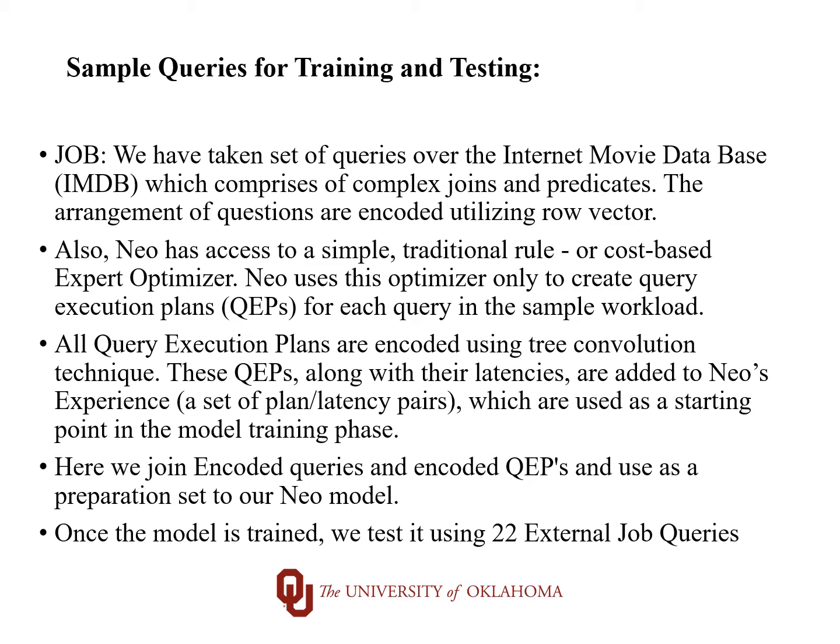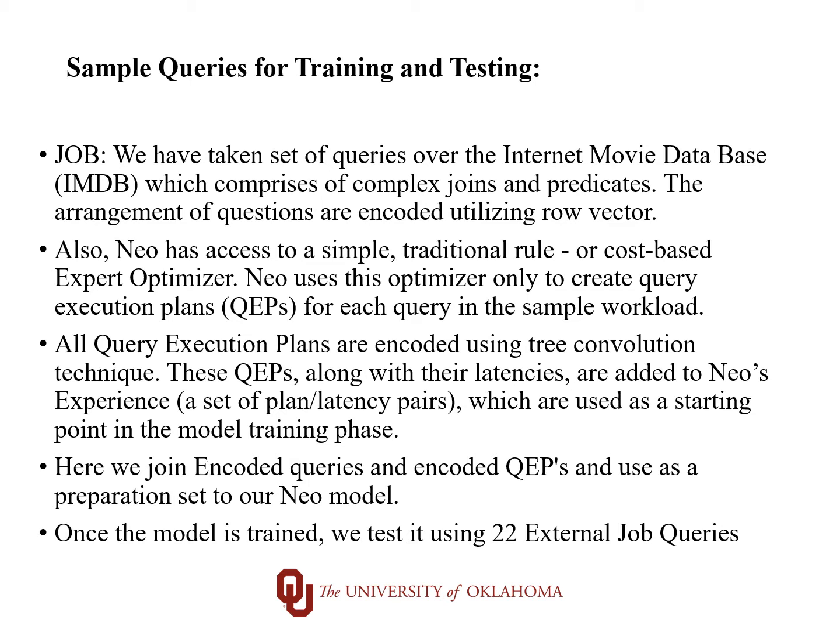Also, Neo has access to a PostgreSQL optimizer through which we are generating our query execution plans for each query in the sample workload. Here, all the query execution plans are encoded using the tree convolution technique. These query execution plans, along with their latencies, are added to Neo's experience, which is used as a starting point in the model training phase.